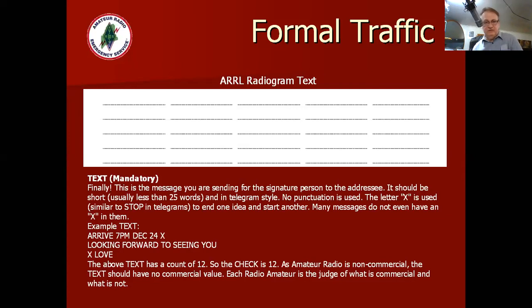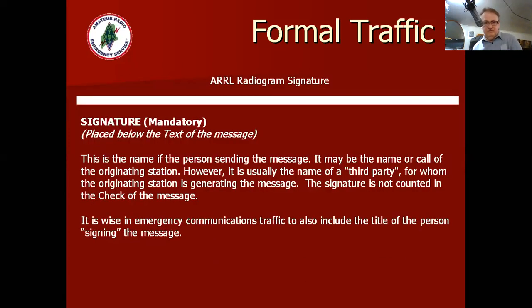And that counts 12. And if you add the signature, it's the name of the person sending a message. It may be the name or the call sign of the originating station. However, it is usually the name of a third party for whom the originating station is generated, because we're often doing these on behalf of someone else. It's wise in emergency communications to also include the title of the person sending a message.